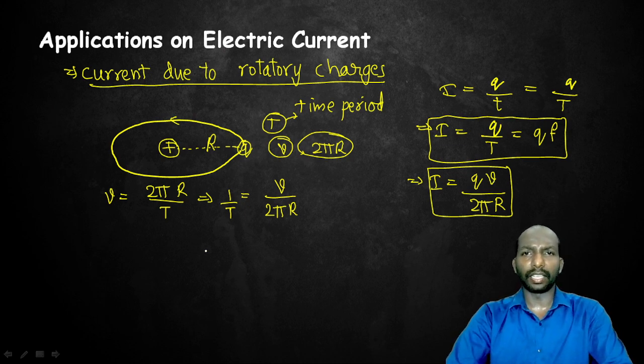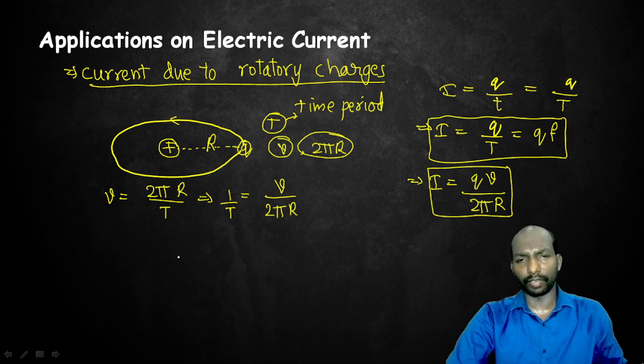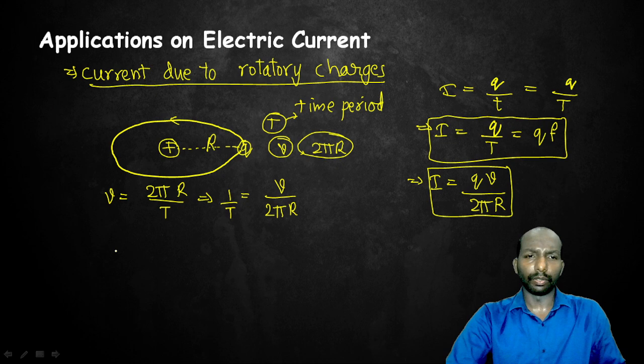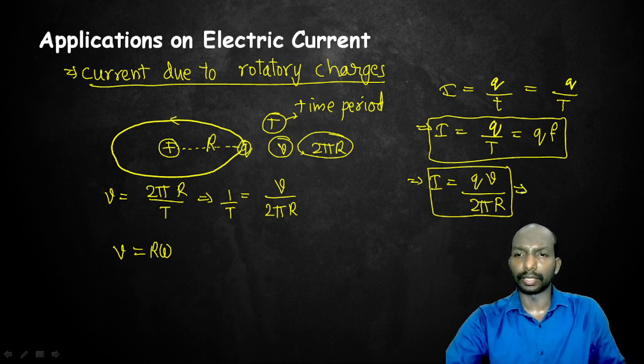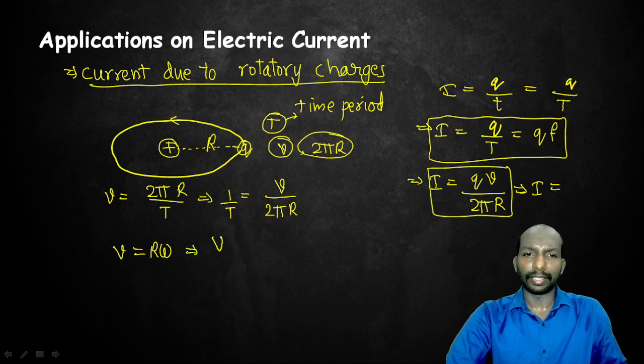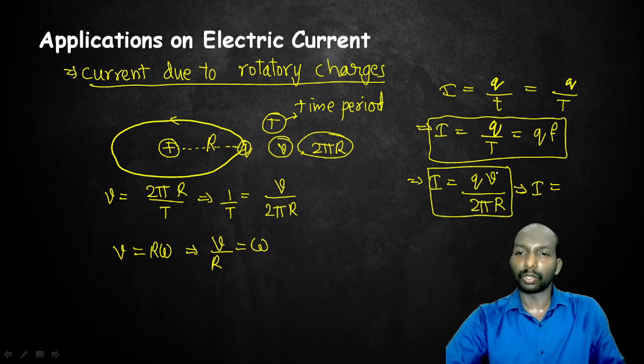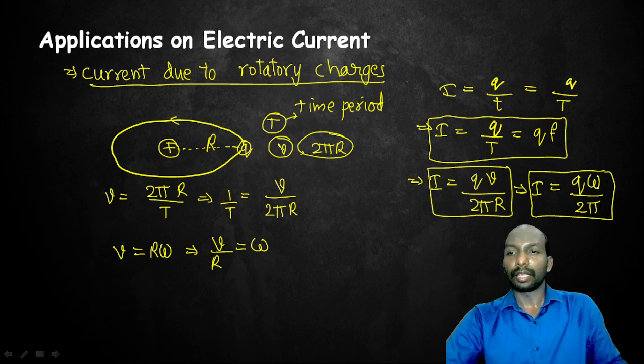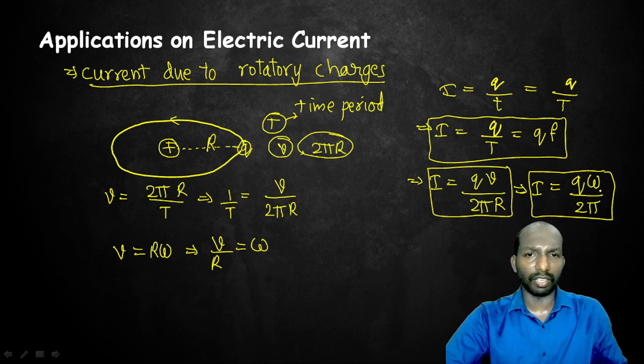Now in case of angular velocity or angular frequency, you know V equals r omega. So from this, V by R equals omega. That means I equals Q omega by 2 pi. Here omega is the angular velocity, or angular frequency also we can take.